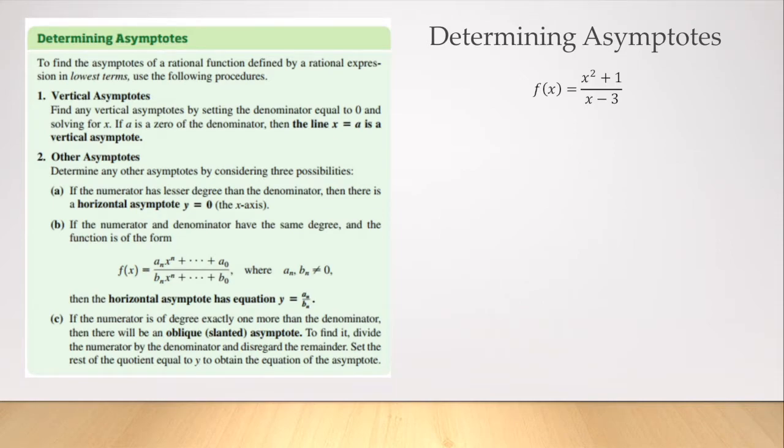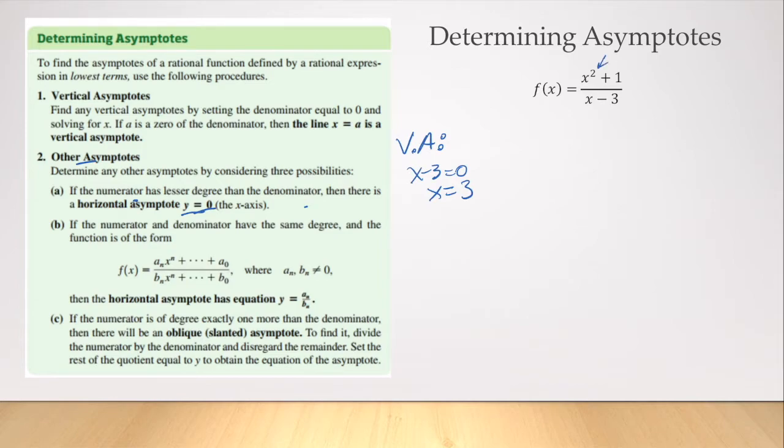Next, I have x squared plus 1 over x minus 3. To find my vertical asymptote, I set my denominator equal to 0. I get a vertical asymptote at x equals 3. I then look for my other asymptotes. If my numerator is of lesser degree than the denominator, then there's a horizontal asymptote at y equals 0.